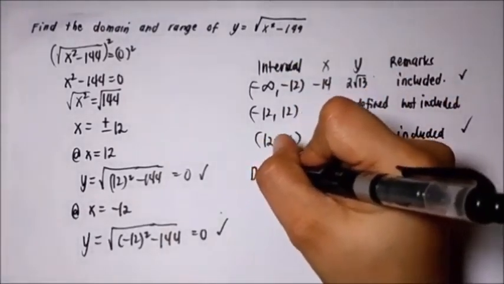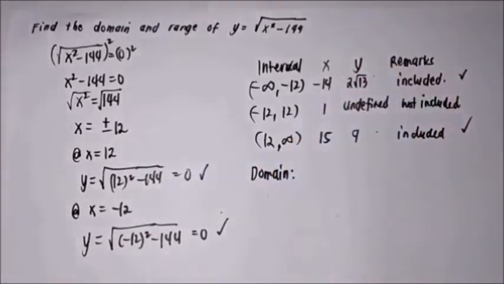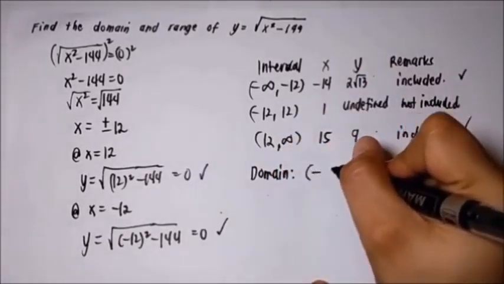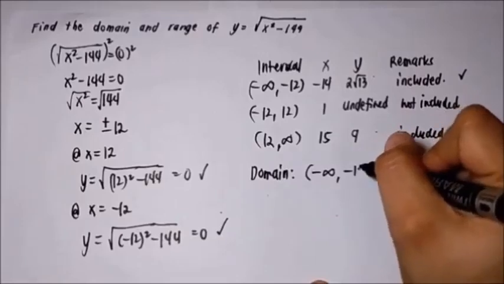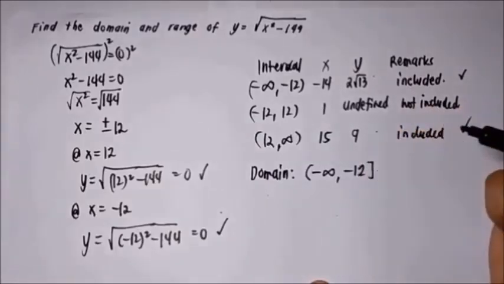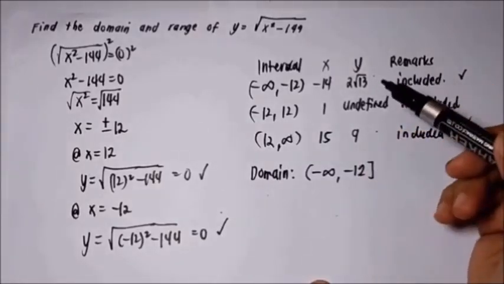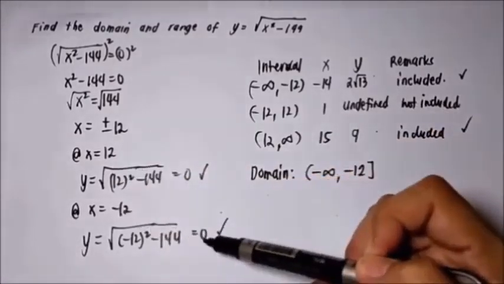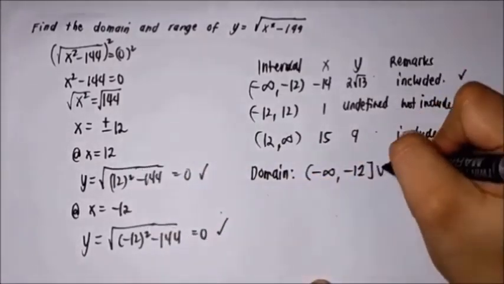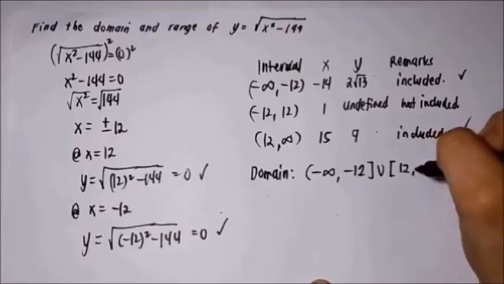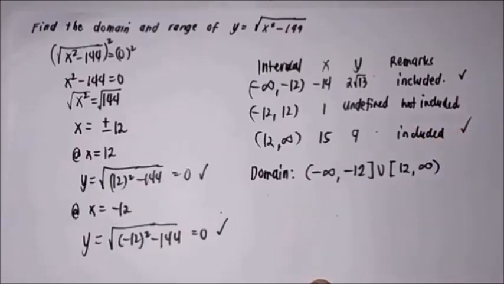So let's now write the domain of the given. So what would be the domain? We have negative infinity to negative 12, but we will be using a square bracket for negative 12 because negative 12 is included, with the union of positive 12 then to positive infinity.